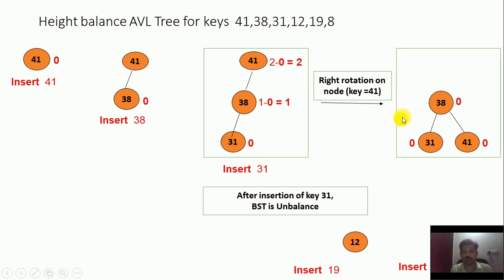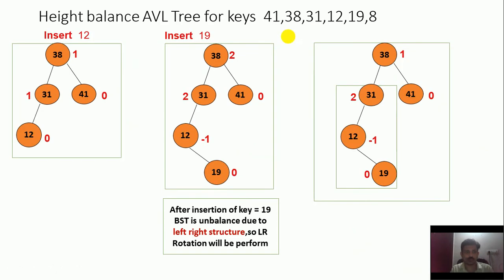We have again computed the balance factor. You can see that the tree is balanced here. Then after that we will place 12. Because this is a binary search tree, 12 will be compared with the root node 38; it is less than 38, so it will come on the left side, then compared to 31, and it will be placed on the left side.